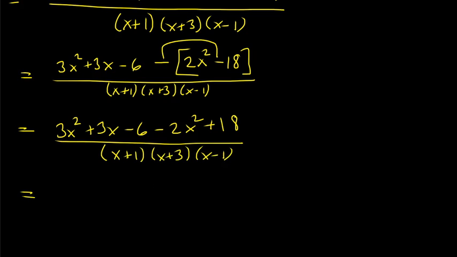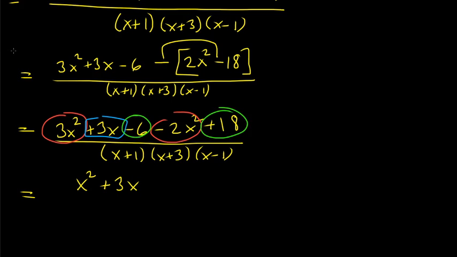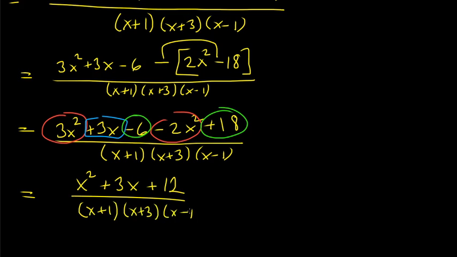All right, so now we have some like terms here, right? 3x squared minus 2x squared is 1x squared. What else? 3x, that's it, just 3x. There's no other x terms, so plus 3x. And then negative 6 plus 18 is positive 12. Okay. And then here's our denominator. You don't want to multiply that out because remember, now when we factor the numerator, we might be able to cancel one of the factors in the denominator.